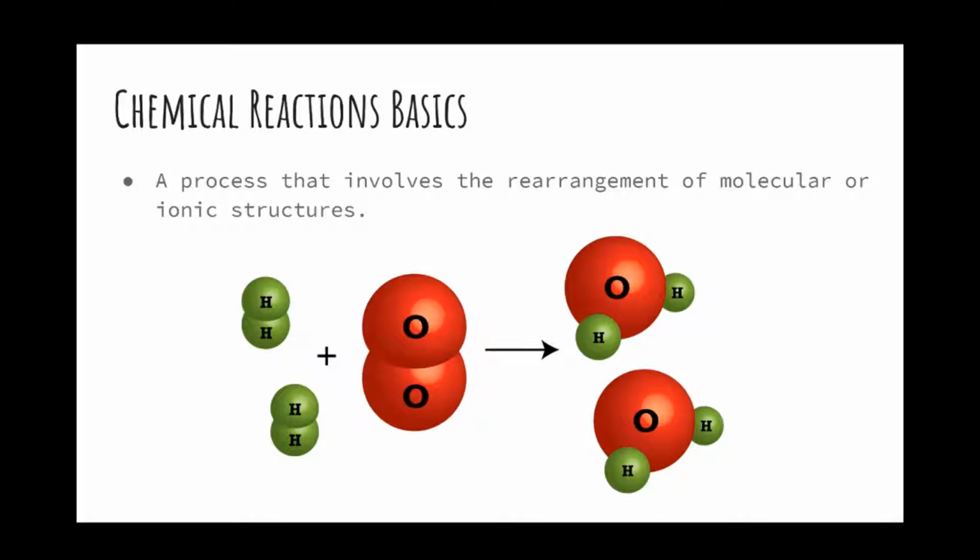A chemical reaction is a process that involves the rearrangement of molecular or ionic structures. So as you can see on the screen in front of you, we have a reaction that's occurring. We have some molecules of hydrogen, we have some molecules of oxygen, and they are reacting and creating something completely new. And if you look at that new molecule, hopefully you recognize that they are creating some water molecules.